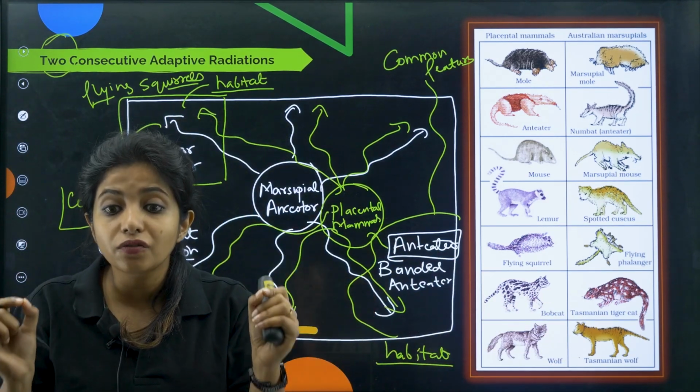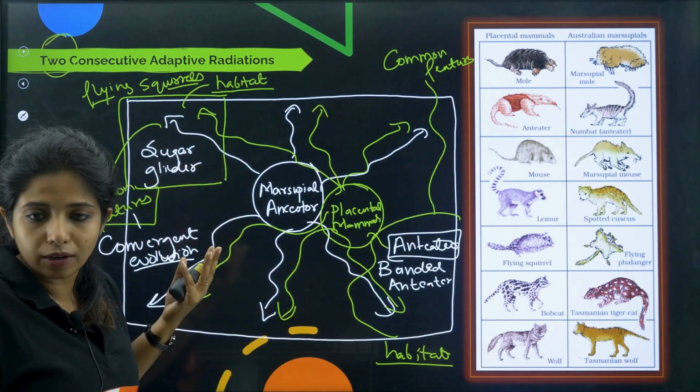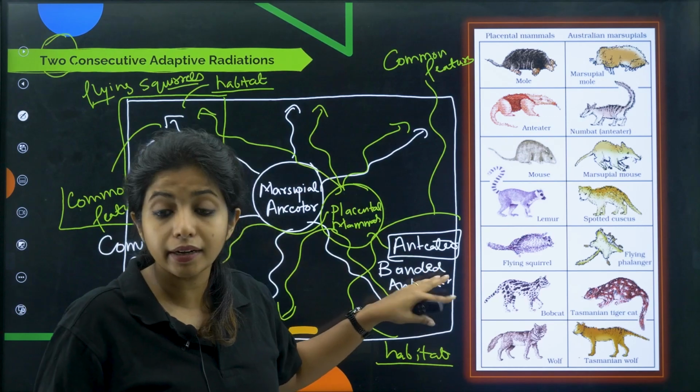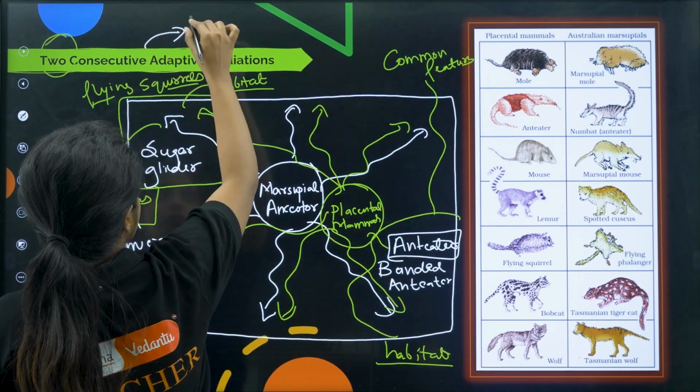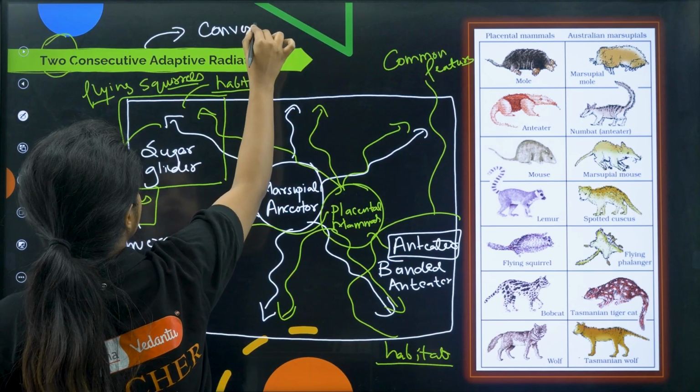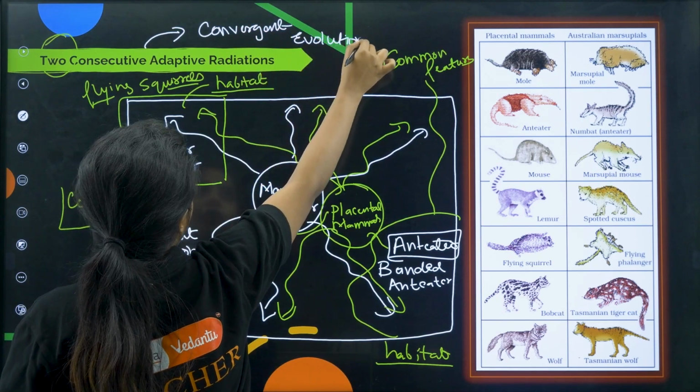And this is known as convergent evolution, which happens because of the habitat. The habitat forces them to be similar. Over here also, this habitat is forcing them to be similar. So basically, two consecutive adaptive radiations that you see over here would lead to convergent evolution, my dear children. It's a very important thing.